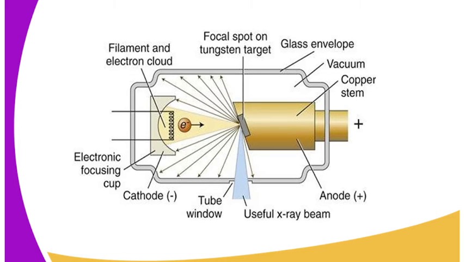The tube is made of strong glass, highly evacuated, so that electrons do not lose some of their energy through collision with air molecules on their way to the target. That's why it is made of a vacuum.